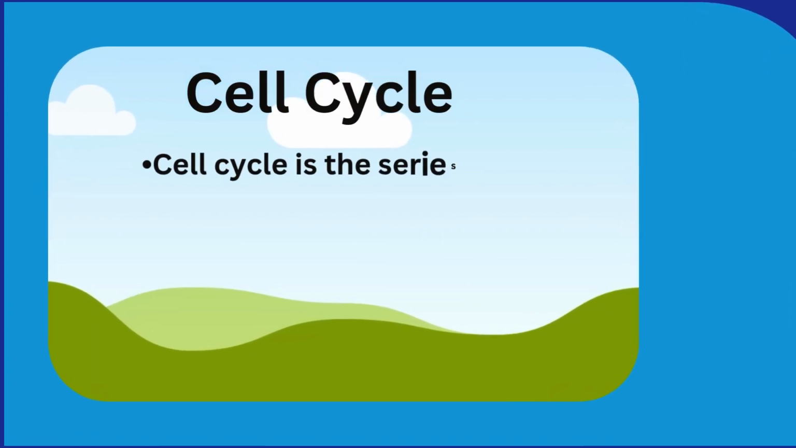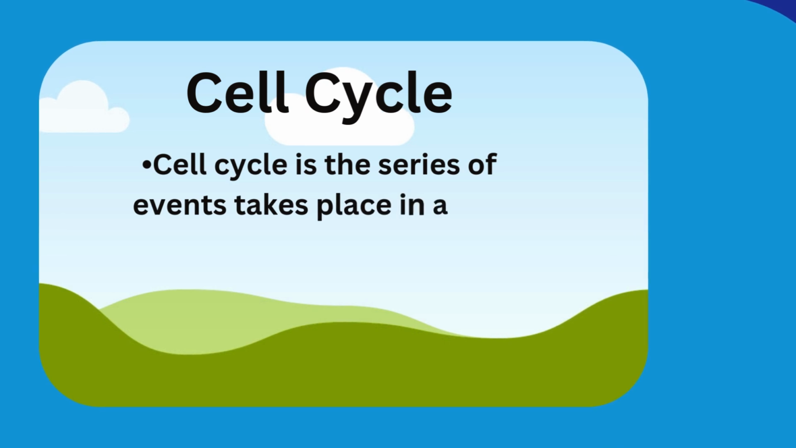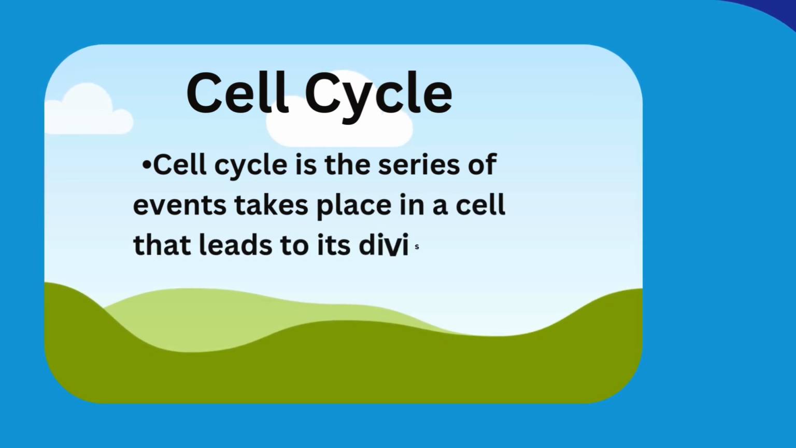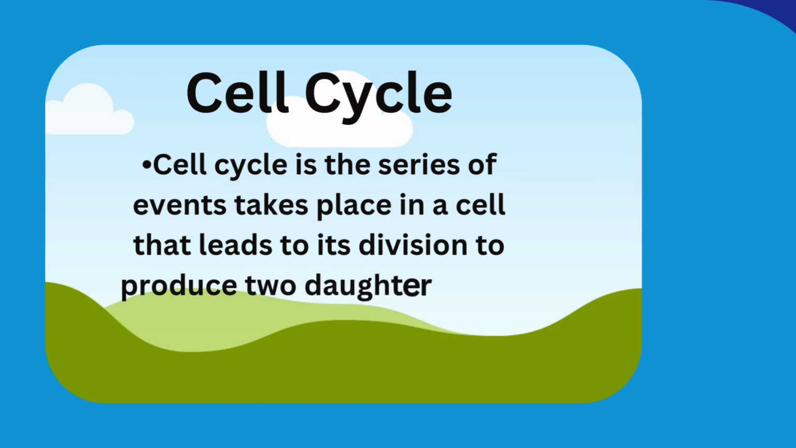First of all, I'm going to tell you what is cell cycle. Cell cycle is the series of events that takes place in a cell that leads to its division to produce two daughter cells. Actually, cell cycle is the process by which a cell grows, it copies its DNA and divides into two new cells. Why is cell cycle so important? The cell cycle helps organism grow. It helps to heal wounds, replace old or damaged cells. So cell cycle is very important.